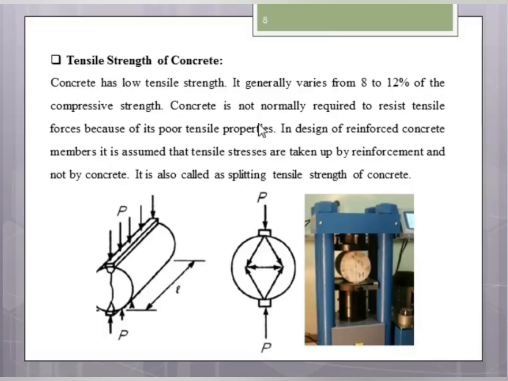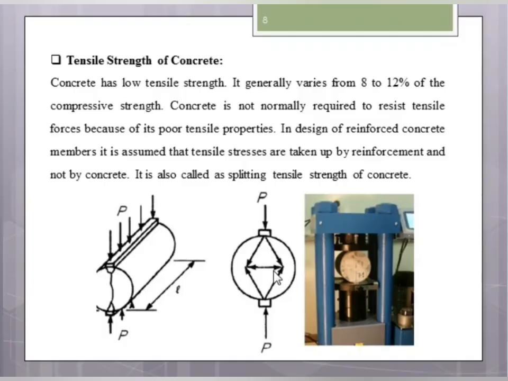But concrete is a brittle material. We know that, so that test we cannot conduct on concrete. That's why for the indirect tensile test, we place the cylindrical mold under the CTM, and through that you can observe in this figure how the tensile stress is developed across the cross sectional area of the cylinder. That's why it is called indirect tensile strength. Through this test we can calculate it.